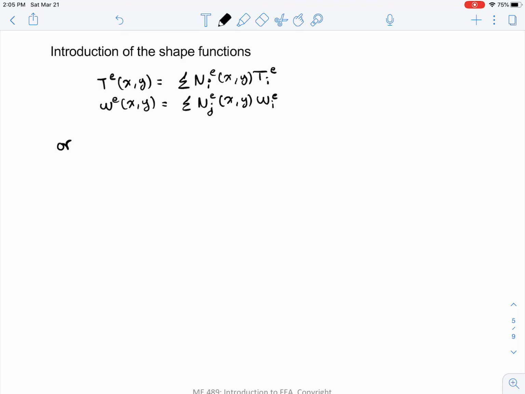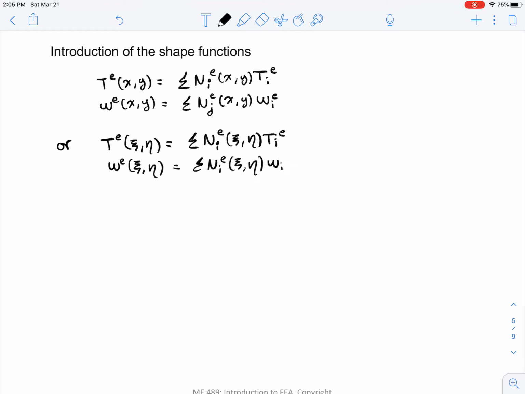y. Or there's another alternative, which is, what if I cannot have the shape functions in terms of x and y, but instead I can define the shape functions in terms of the parent domain, which has coordinates xi and eta. So in that case, this looks very similar. So the interpolation of the temperature is the sum of the shape functions times the nodal values. And also for the weighting function is the sum of the shape functions times the nodal values.